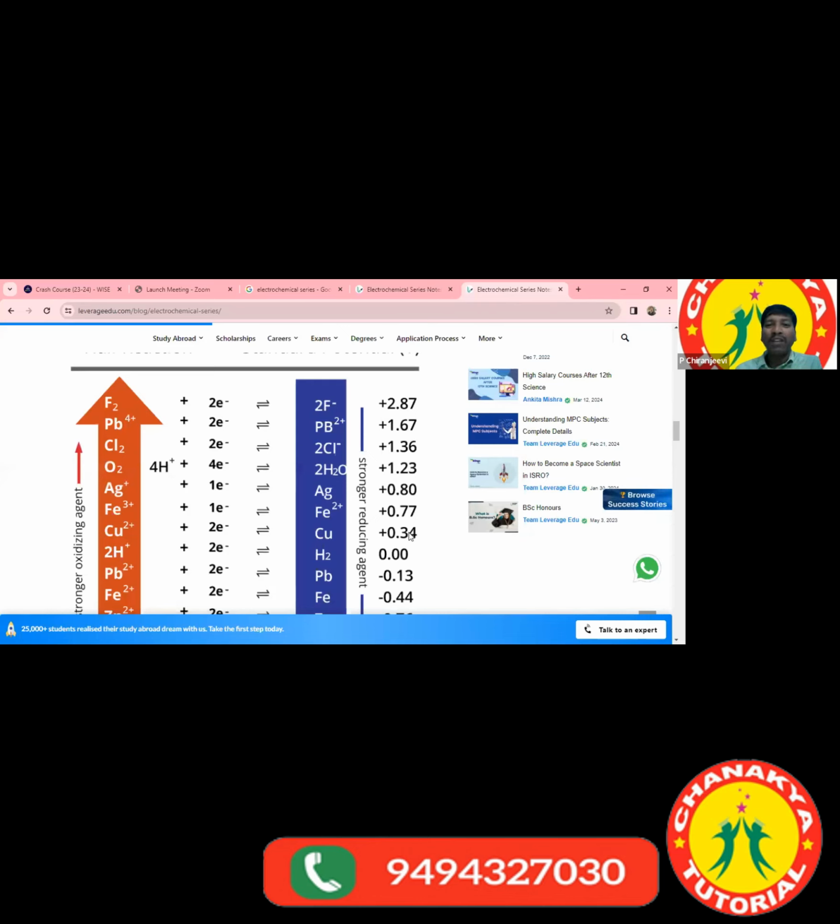What is meant by electronegativity? Electronegativity is the tendency of an atom to attract electrons towards itself. Down the group, electronegativity decreases. Across the period, electronegativity increases. Smaller the size, greater the electronegativity. Larger the size, lesser the electronegativity.